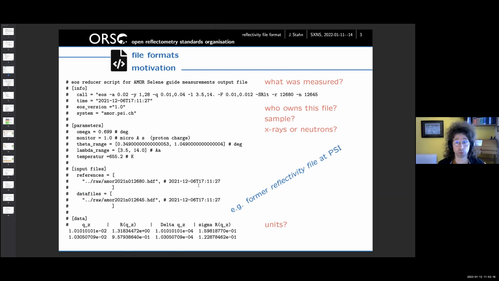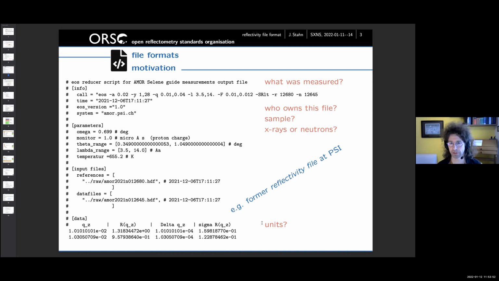The motivation why we do this: this is the header of a reflectivity file. I produce it normally on my instrument, which is AMOR at PSI. And it looks nice for the beginning. It's structured, there's a lot of information. But if you look into the details, it's not written anywhere what is actually measured, who is the owner of the file, what sample was measured, not even if it was X-rays or neutrons. And very important, it's a physical data file without units. So there's a lot missing in here.